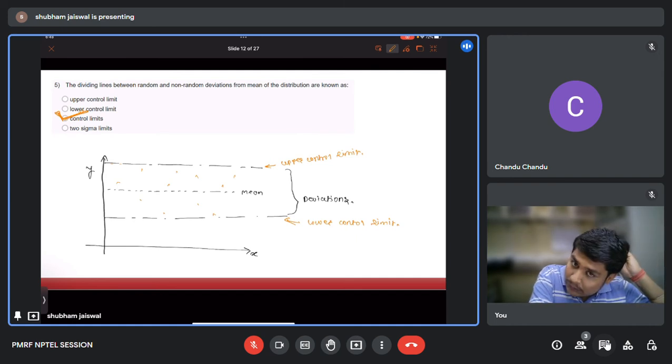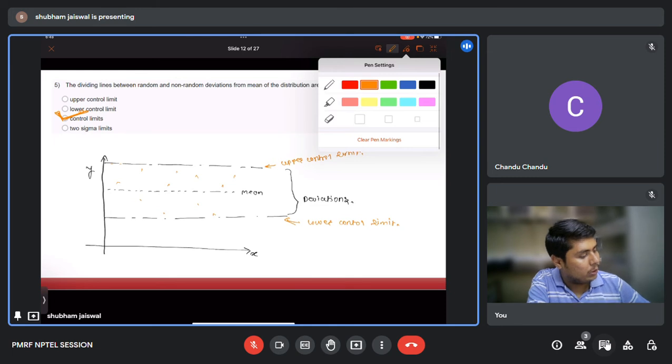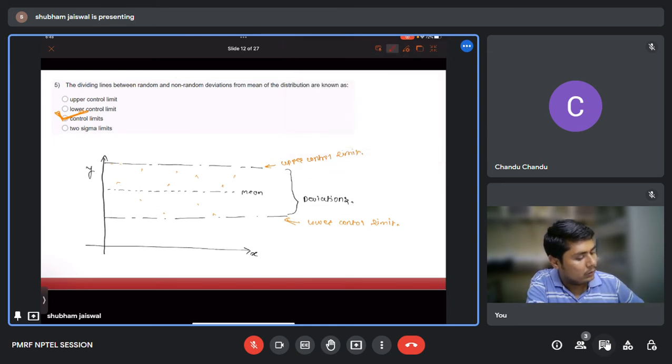So when we are considering normal distribution, in that case we will get the 2 sigma limit. But when the line divides our random and non-random deviation from the mean line of the distribution, then that is known as our control limit. So now moving towards our next question.